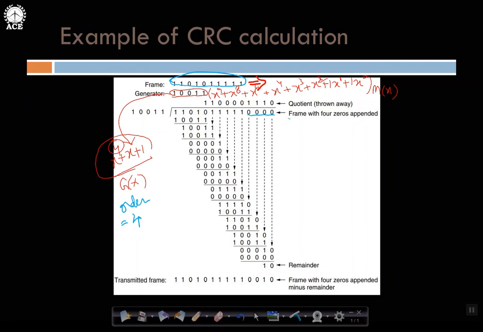And now this is the frame with 4 zeros. This is the quotient we are going to get. And this is my generator polynomial. Using modulo 2 division, I am going to divide this. This is my m of x into r divided by g of x with modulo 2 division. So I follow the standard procedure.